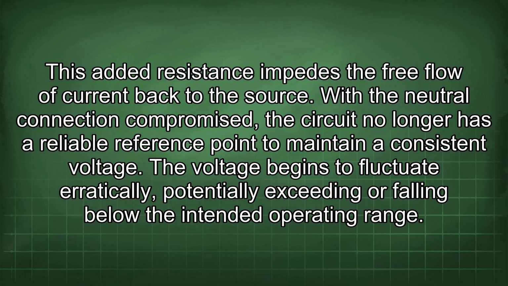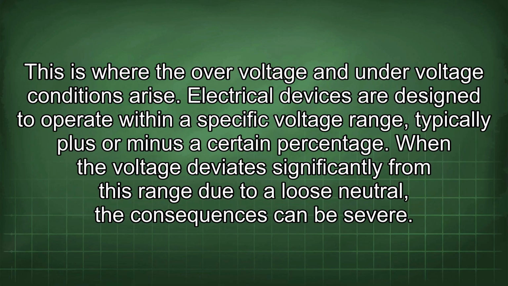With the neutral connection compromised, the circuit no longer has a reliable reference point to maintain a consistent voltage. The voltage begins to fluctuate erratically, potentially exceeding or falling below the intended operating range. This is where the overvoltage and undervoltage conditions arise. Electrical devices are designed to operate within a specific voltage range, typically plus or minus a certain percentage. When the voltage deviates significantly from this range due to a loose neutral, the consequences can be severe.